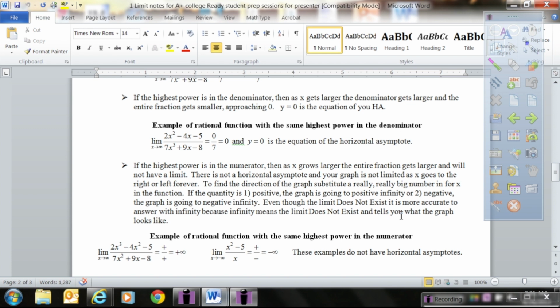It's a two-part answer. So if we look at these examples, notice that in the first example, the highest power is a 3 on the top, and the highest power on the bottom is a 2. So the highest power is in the top. And if you put really big positive numbers in here, because I'm going to positive infinity, you would get positive over positive, because if you cube a positive and you square a positive, you get positive. So as you put really big numbers in here, it's going to go to positive infinity.